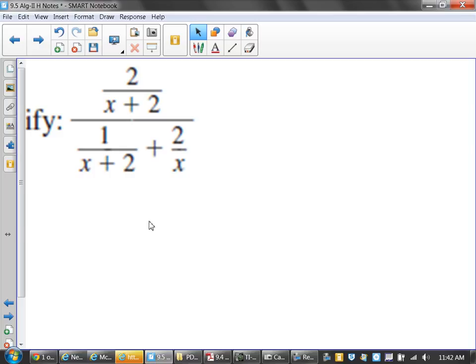I've got to get the common denominator. I've got to get rid of this addition problem between the two fractions of the denominator. Notice there's nothing to worry about in the numerator here. It's just 2 over x plus 2. There's no factoring, nothing to take out at all. So I'm going to look at that complex denominator, the 1 over x plus 2 plus 2 over x. Is there anything I need to worry about factoring here? Nope. So what's the common denominator? x squared plus 2x.